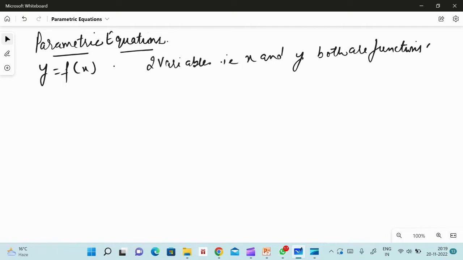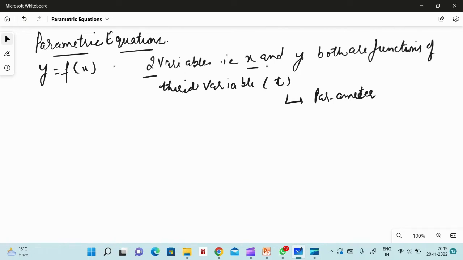Both are functions of a third variable. Let's say t. So this t is known as the parameter. Then the equations which we form with these x and y and t are known as parametric equations.